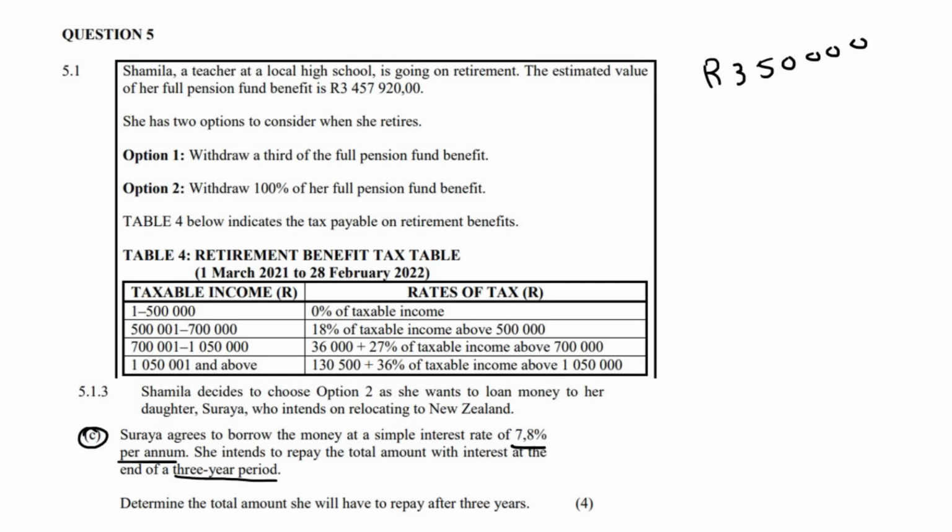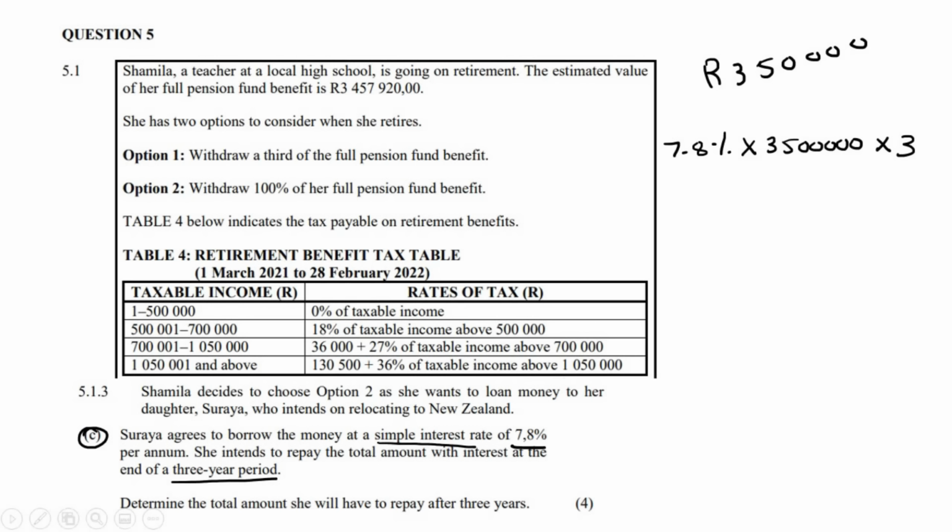So remember, you get two types of interest. You get simple interest and compound interest. This one is simple interest. This one's really easy to work with because all you need to do is just say 7.8%. Then you can just multiply that by 350,000. Now that would normally be for 1 year, but because it's simple interest, we can just multiply by 3 because it's for 3 years.